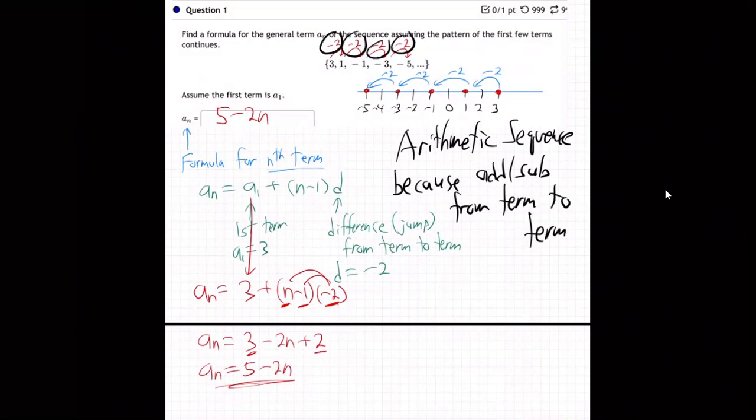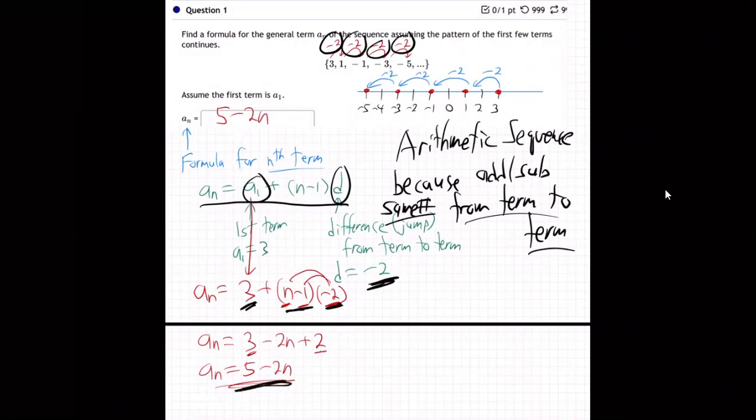So if you subtract or add the same number, because we're adding or subtracting the same number from term to term, we're subtracting 2. That's an arithmetic sequence. The formula is a_n is a1 plus (n minus 1)d. The d is the difference from term to term, the jump, which is the negative 2. The a1 is the first term. So we go 3 plus (n minus 1) times negative 2. Distribute that. We get 5 minus 2n.